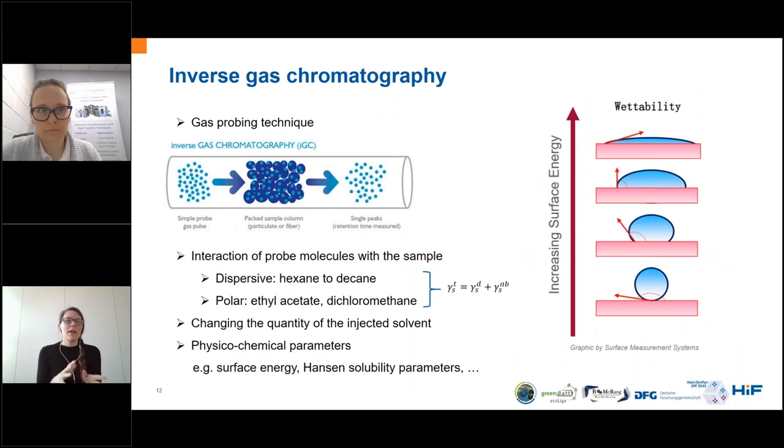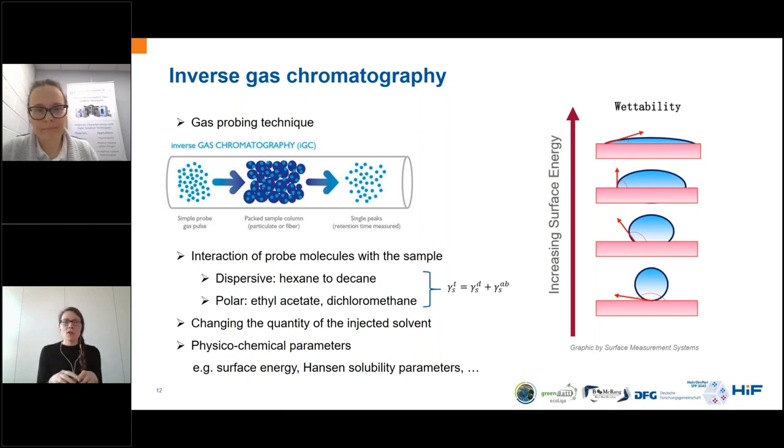Okay, so now I want to come to the IGC results. As I said before, the IGC, it's a gas probing technique. So we have this column, and inside the column, we have our particles that we want to analyze. And then we send different probe molecules through the column. And depending on the interactions of the probe molecules with the sample, we can then obtain information about the surface energy. Of course, there's a range of other parameters that you can also extract, like Hansen solubility parameters, work of adhesion.